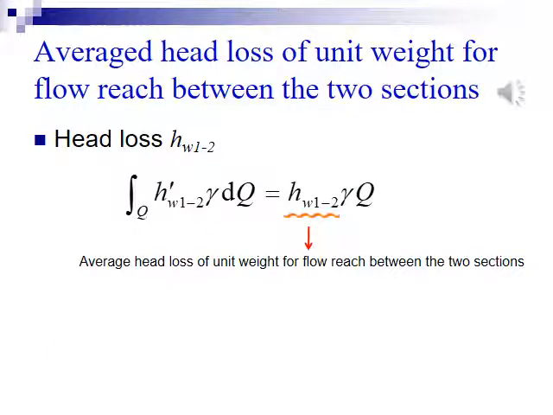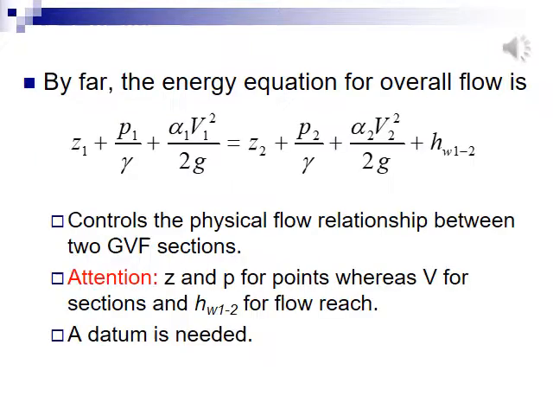The last integral is for head loss. We use hw1-2 to represent the averaged head loss of unit weight of the flow reach between the two sections, section 1 and section 2, so we can get rid of the trouble of the integral. Finally, we obtain the energy equation of total flow, as you can see here.